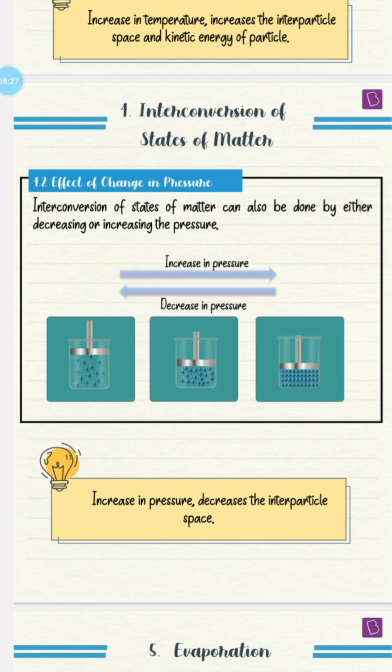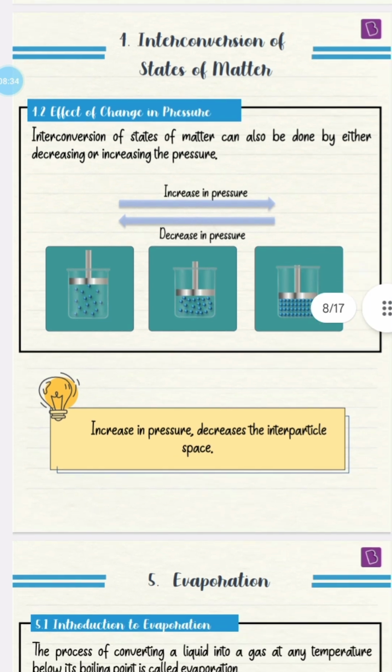Now, effect of change in pressure. Interconversion of states of matter can also be done by either decreasing or increasing the pressure. Increase in pressure decreases the interparticle space. So solid can be converted into liquid by decreasing pressure, liquid can be converted into gas by decreasing pressure, right? Decreasing pressure means we are increasing the interparticle space, and since gases have more interparticle space, they have the least pressure, and so gas can be converted into liquid, and liquid can be converted into solid by increasing the pressure and decreasing the temperature. See, pressure and temperature are inversely proportional to each other.